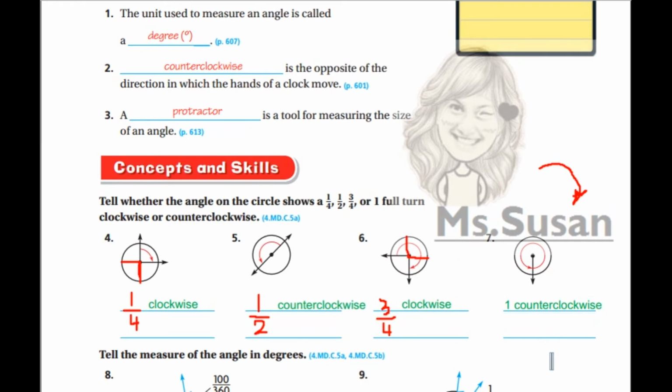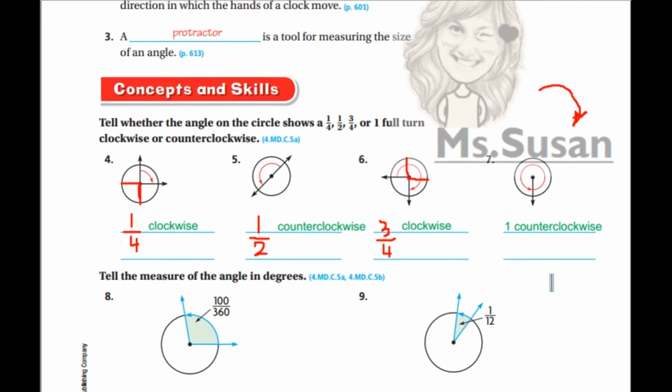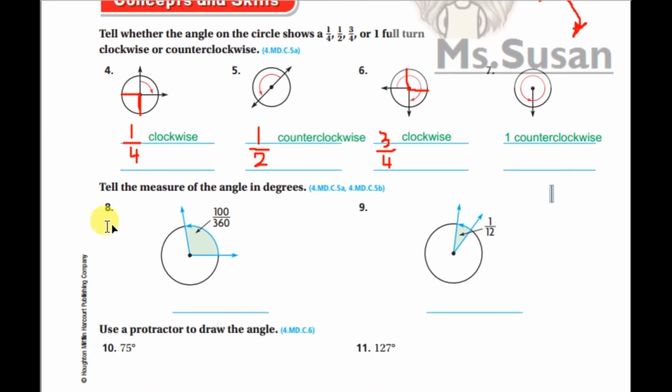Okay, let's move to question number 3. The head of the question is, tell the measure of the angle in degrees. Okay, and we said if I have a number like that, a fraction, to describe the angle, the first number up describes the highlighted angle, and the number down describes the overall angle of the circle. So this is our angle here. The upper number is the highlighted angle, the lower number is the overall angle.